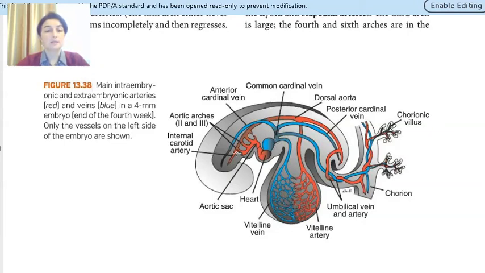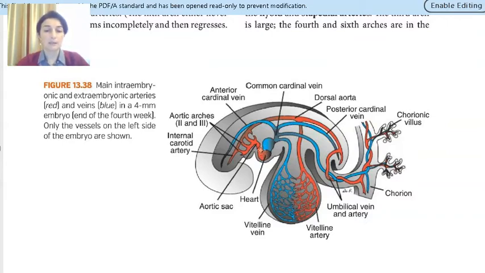Then we have the arterial system. The blood vessels of the embryo develop in two ways: vasculogenesis from the blood islands, and angiogenesis. Angiogenesis is sprouting from the existing blood vessels. Vasculogenesis develops two dorsal aortae and also the large cardinal veins. All other vessels develop via angiogenesis. Also the aortic arches take their origin via vasculogenesis.